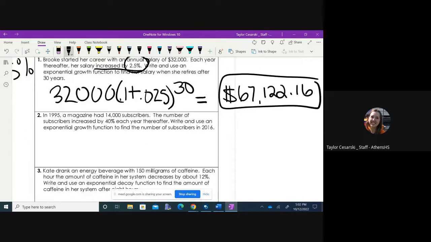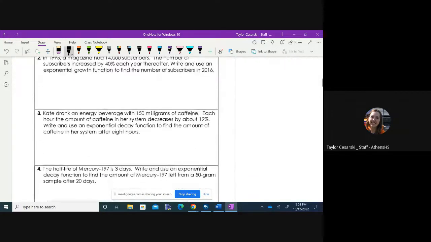I round to 2 decimal places there because it's money. So money, 2 decimal places. If it's talking about people or animals or something like that, we're going to round to the nearest whole number because we don't want to kill people.